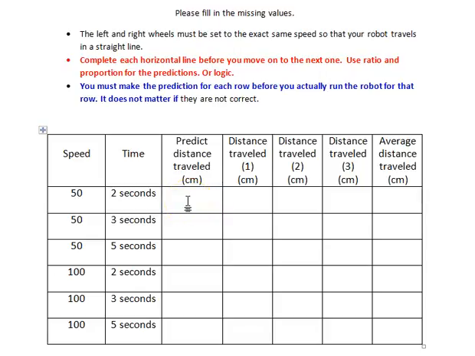Obviously, you have no clue how far this robot is going to go. So whatever you write in this column is going to be correct. Just let's be sensible here. Don't put 2 kilometers or anything. Okay, so I'm going to put a random figure in here.